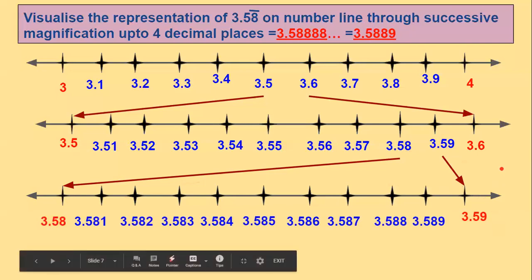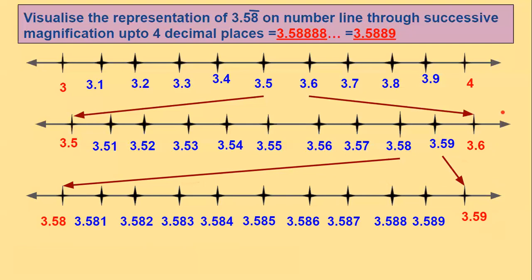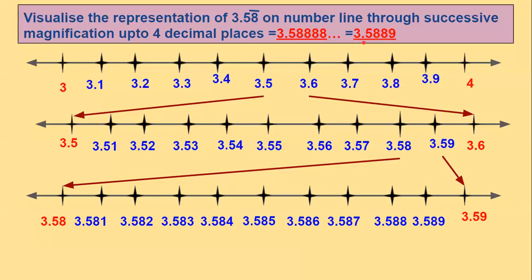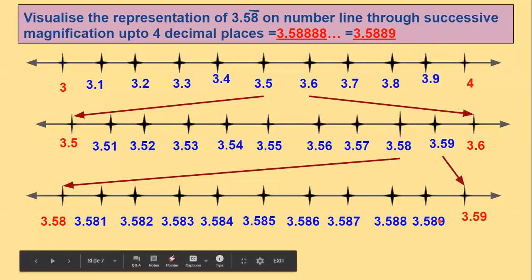So the 10 points I have mentioned like this: 3.581, 582, 583, 584, 585, 586, 587, 588, 589. And when we add 1 to this, it becomes 10, 1 carries here. This is 3.59. We got it, 3.59. Is it complete? We have approached till here only, but we have to locate the point 3.5889. So one more line we have to take, and this is 589, definitely 589.